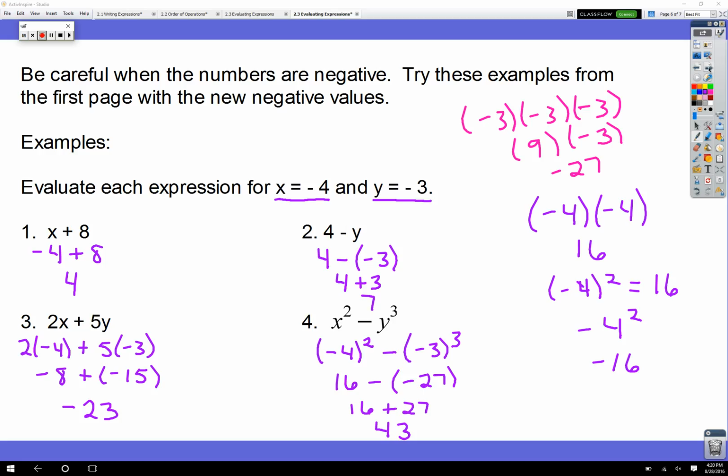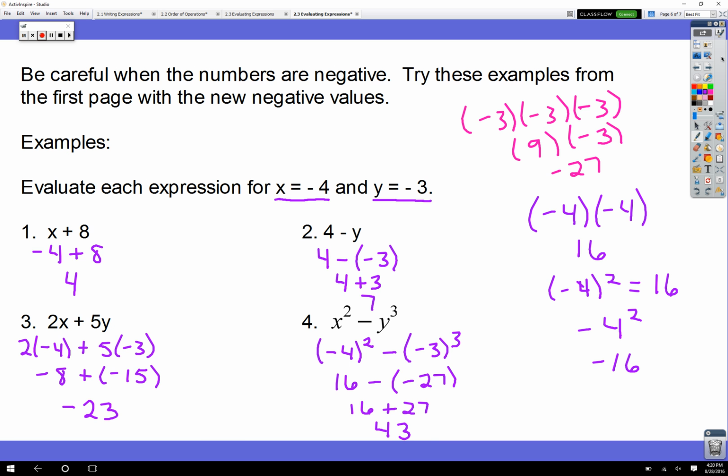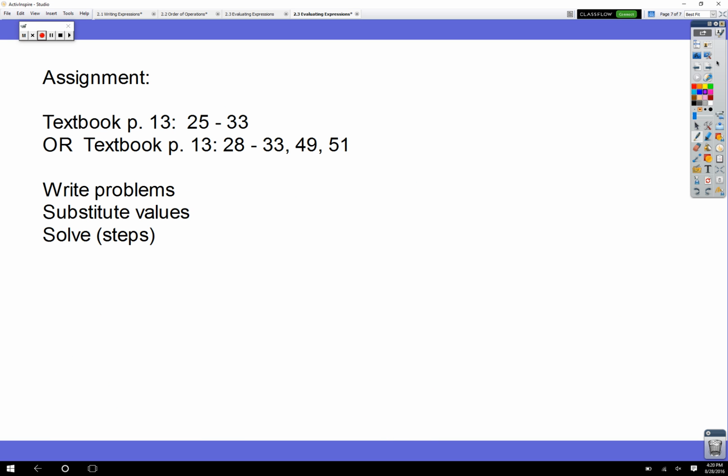On the next page, I have some examples for you to try. Oh, I take that back. I guess I do not have some examples for you to try. Sorry about that. Okay, so your assignment is either page 13, 25 through 33. This is the basic assignment. And the second assignment is the challenge assignment.